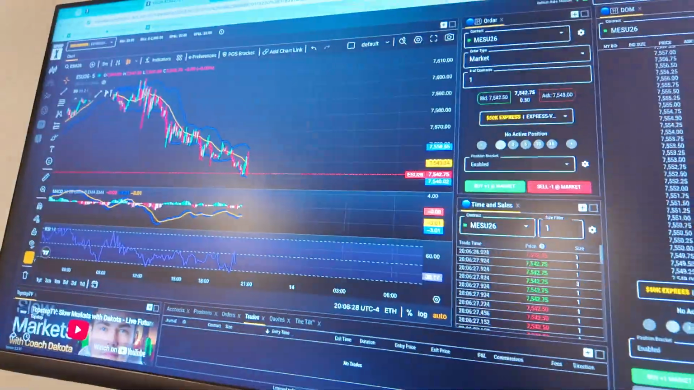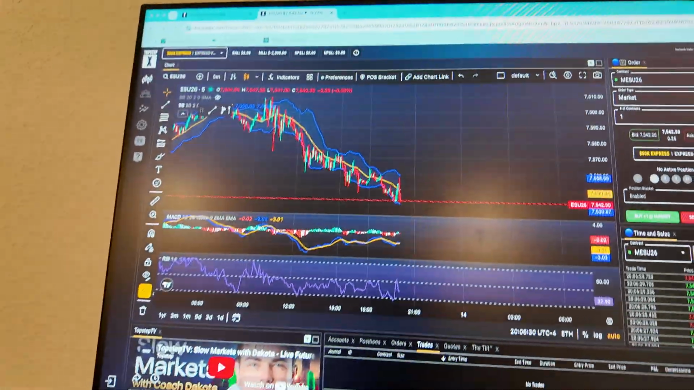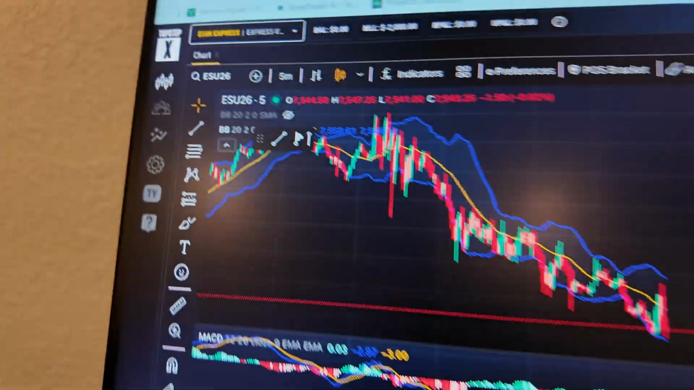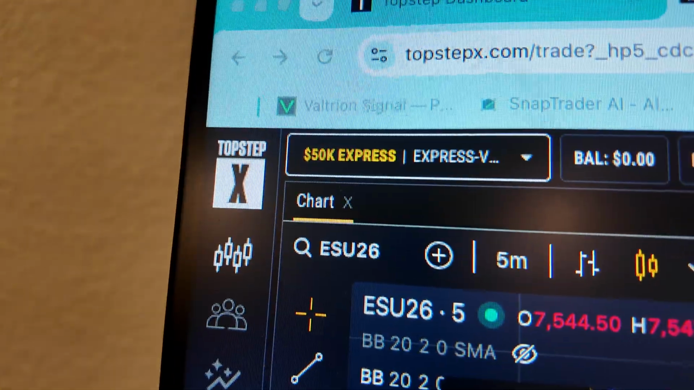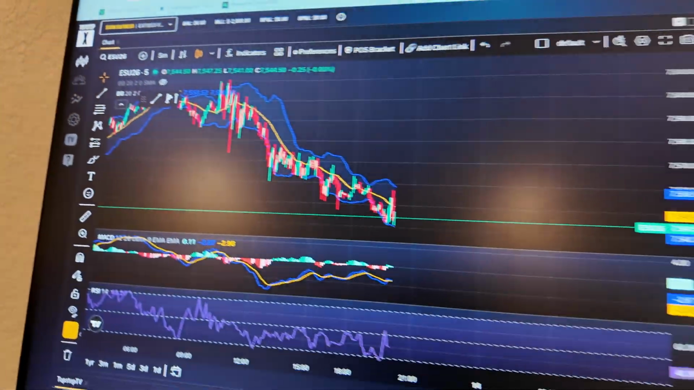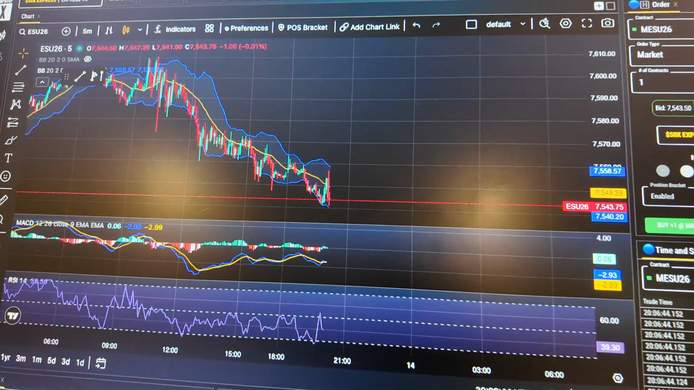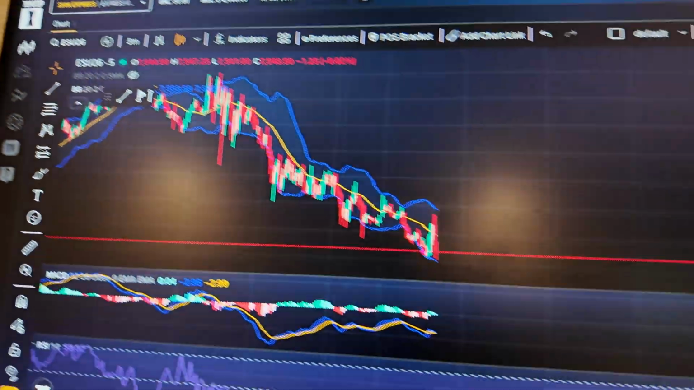So now I'm going to turn over the camera so you can see the screen, get a good idea of what I'm looking at. Okay, yes, beautiful. This is my Top Step account. As you can see, it's 50K Express. It's gold. That means I am funded, and I am trading ES. I usually trade MES or MNQ, which is a micro of what this is doing.